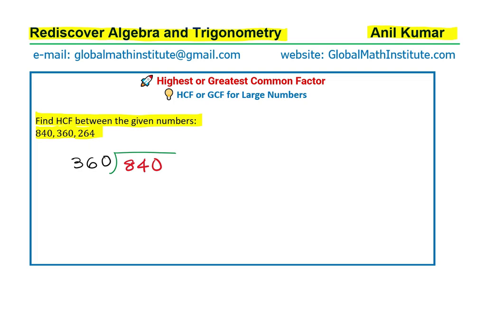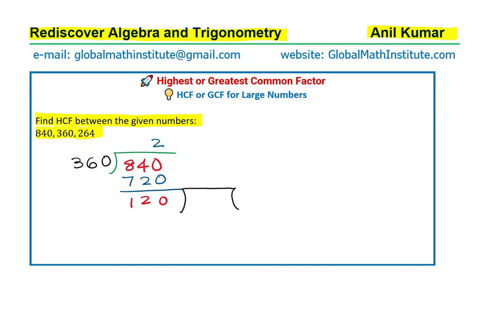360 goes 2 times, 720. What you get here is 120. So now 120 is a number to be divided by 360, which we cannot divide. So we divide 360 by 120. That's the way it continues.